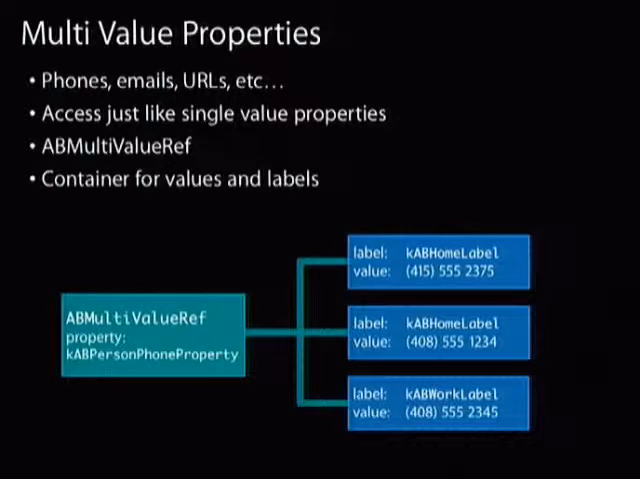The ABMultiValue is actually a container for values and labels. And it will look something like this beautiful diagram. In this case, we have the phone number property, and it has 3 phone numbers: actually 2 home phone numbers and a work. As you can see, each one of those has both a label and a value. The labels aren't keys in the sense that you can have as many home numbers as you want. Technically, values aren't keys either, so you can have 4 times the same one if you really want.